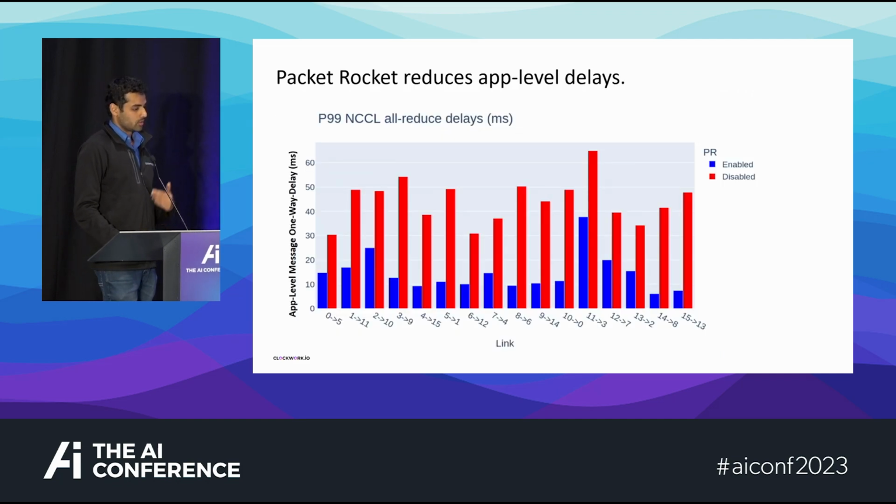Finally, we can actually look at the NCCL delays that we looked at earlier and see what the impact is of turning on Packet Rocket. These are the application level one-way delays in the 99th percentile, so the tail latencies. And Packet Rocket is able to substantially bring down the tail latencies across the board on all of the links in the ring, improving performance and also increasing the throughput as a result.